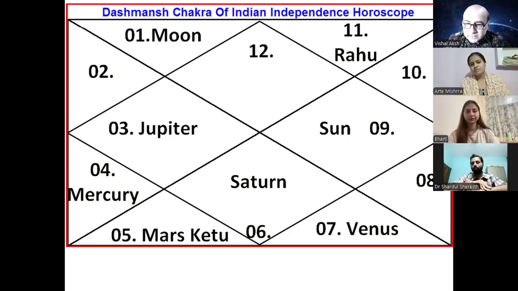Shardul, do you have any knowledge? Yes. Actually, the literacy rate in India jumped from 18.33% in 1951 to 34.45% in 1971. And in 1981, at the end of the Budha Dasha, it was 43.57%.